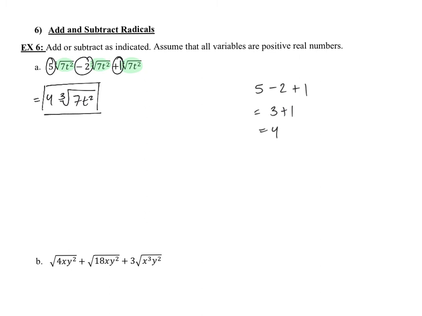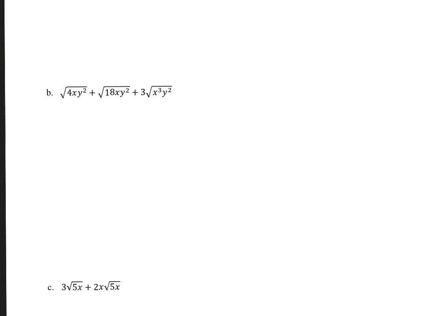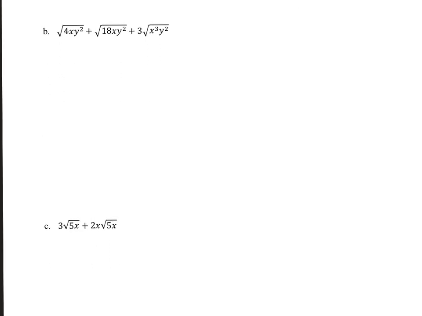Okay. That was pretty straightforward, because these were already like terms, so we didn't have to do much there. Let's take a look at the next problem. Right away I can tell these radicals are not the same. So I'm going to have to see if I can simplify. If I can simplify, and some of them happen to be like terms, then I can add them. If I cannot add them, then they are as simple as possible.